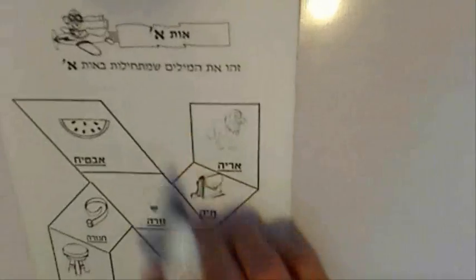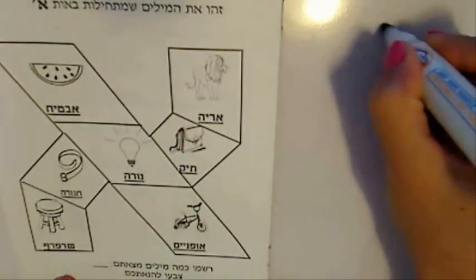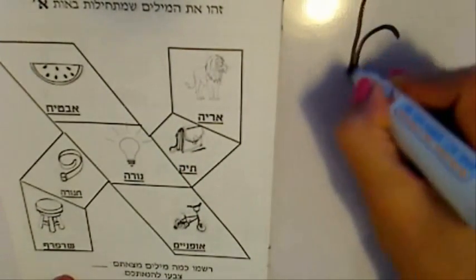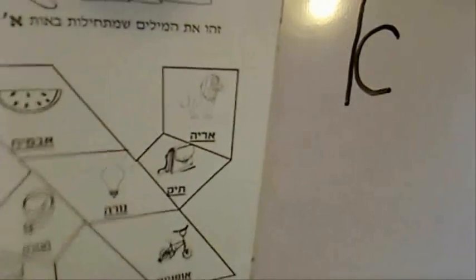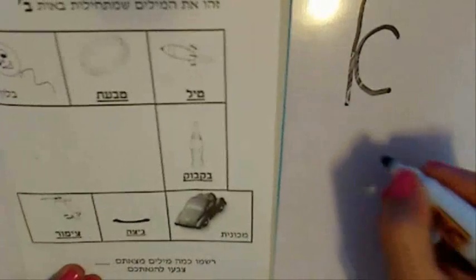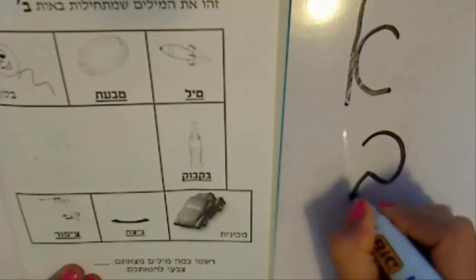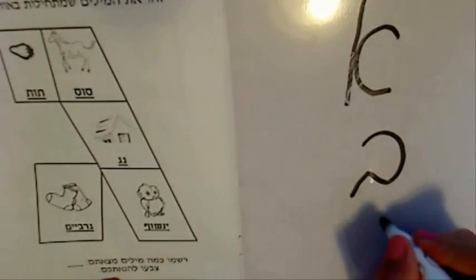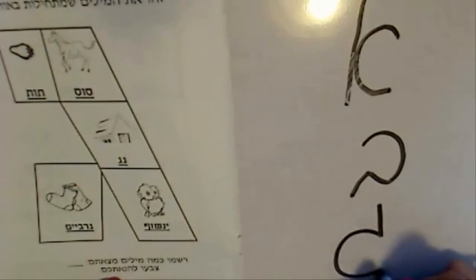I'm going to repeat them for you. Write them again. So again, my Aleph is like this in capital letter, and in small letter is just like this. My Bet, capital letter, is like this, and small letter is like this. Gimel, capital letter, is like this, and small letter is like this.